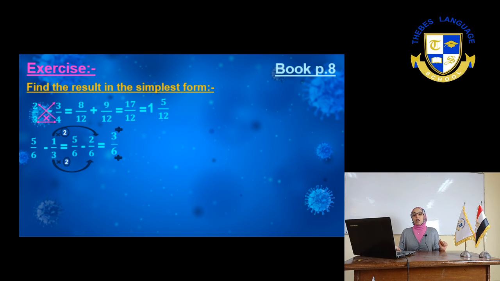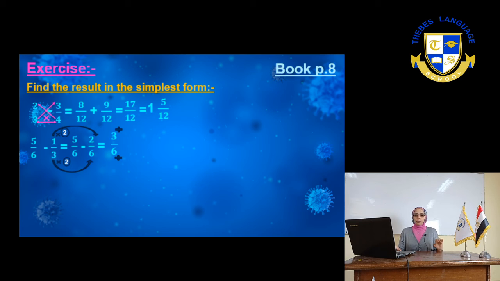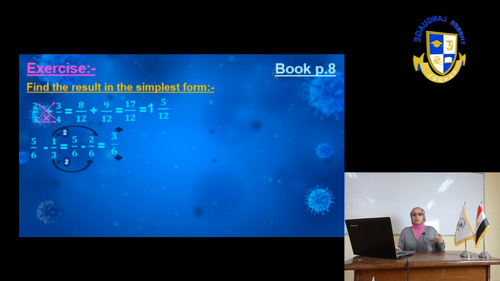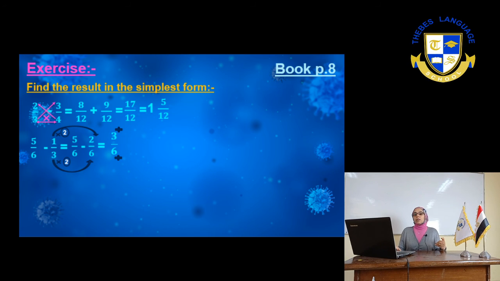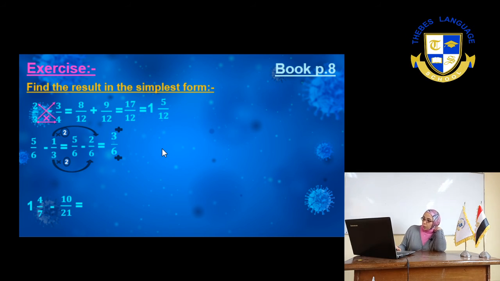This is a proper fraction, but we can simplify it more. This is not the simplest form. We must simplify it further, because 3 is divisible into 6. Okay? So 3 over 6 equals a half.